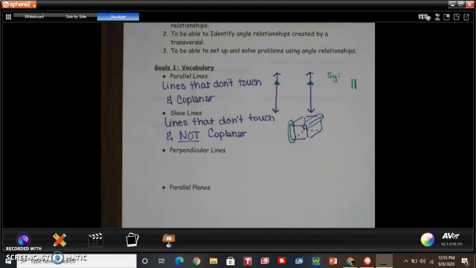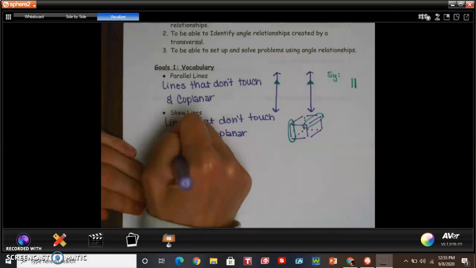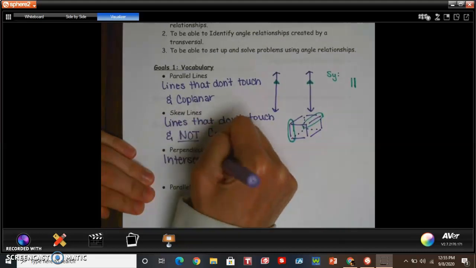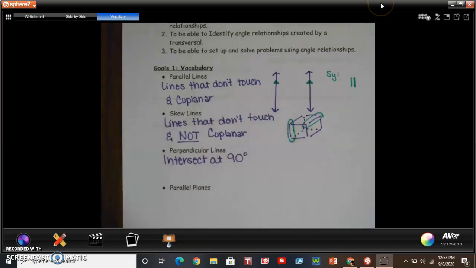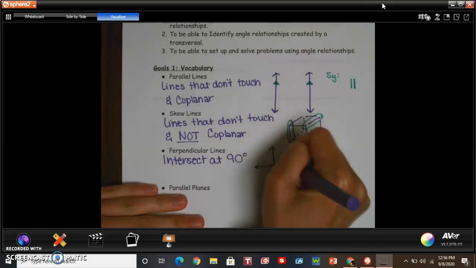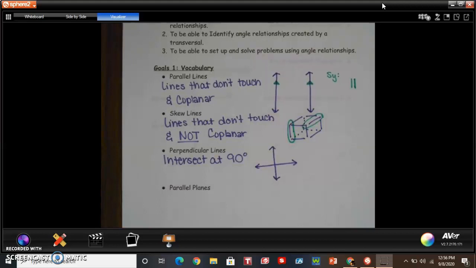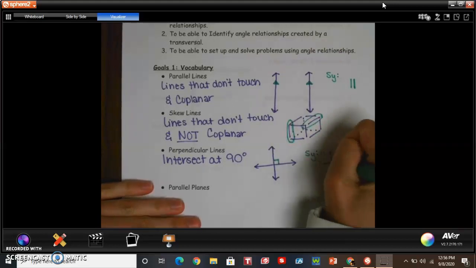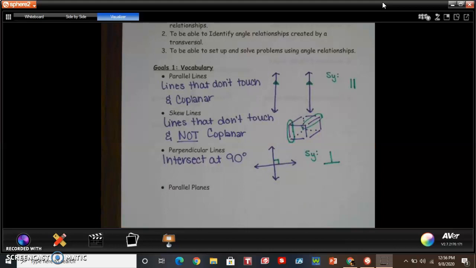Perpendicular means they're going to intersect at 90 degrees. So if you have 2 lines that cross and they create that beautiful, beautiful box, that means they are perpendicular. They're creating a 90-degree angle. The symbol for that is an upside down capital T.